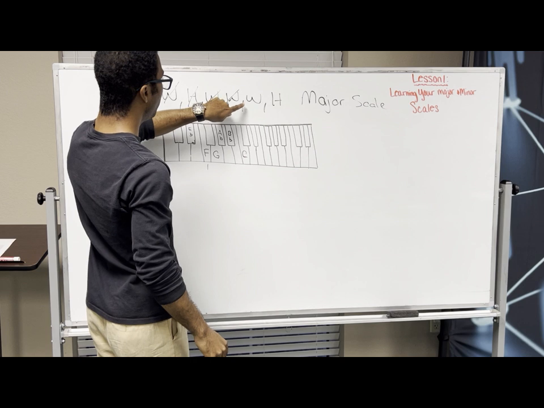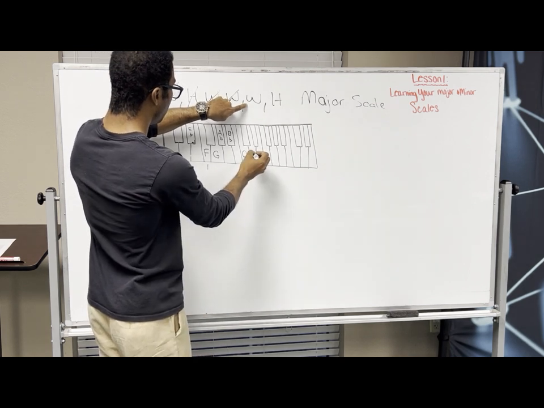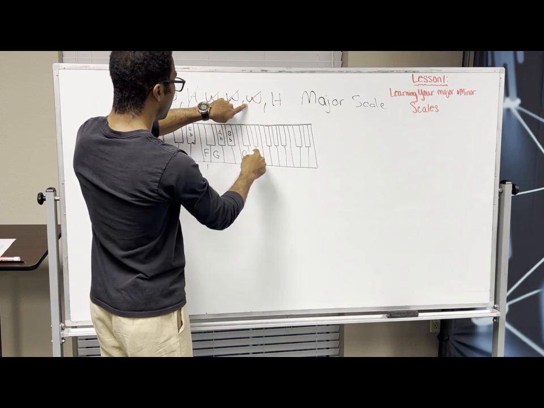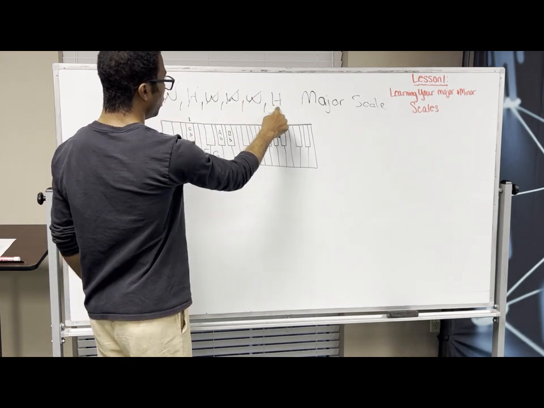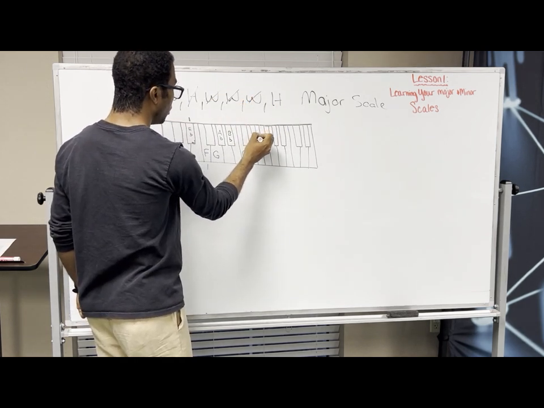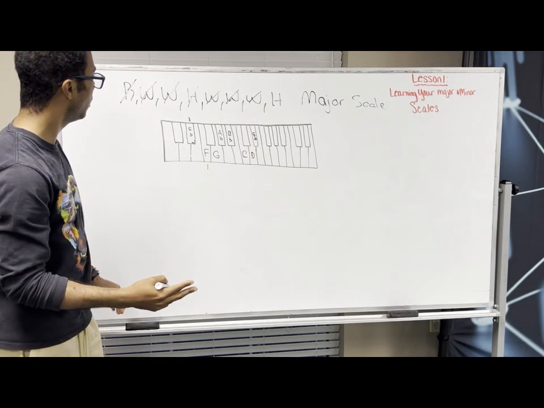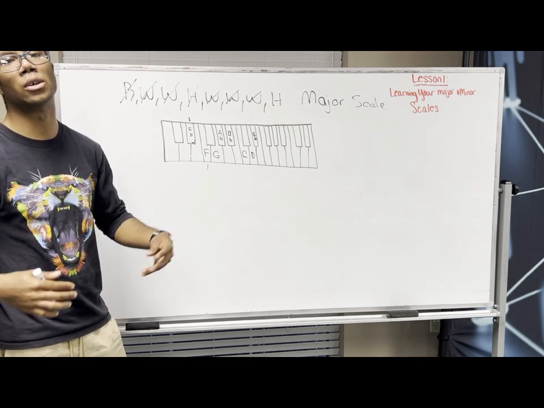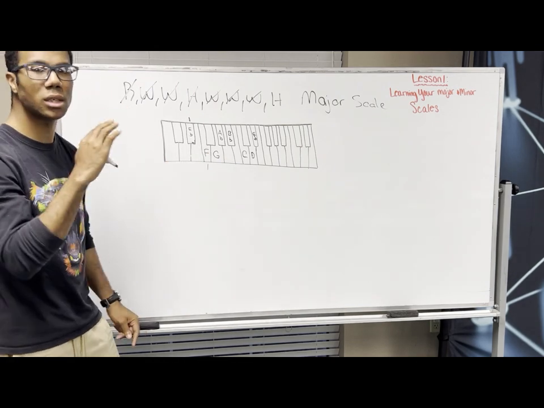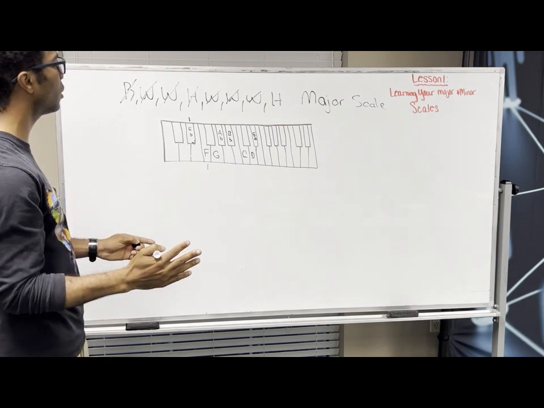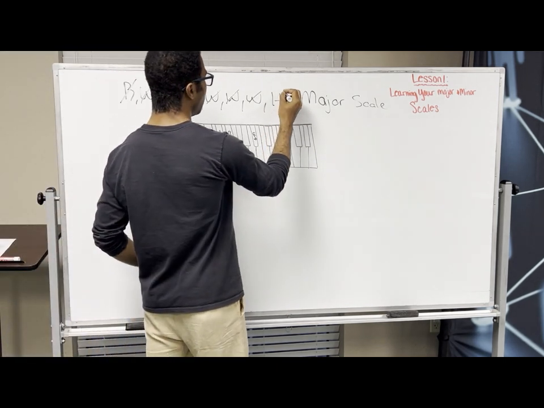Okay. We need another whole step, which will lead us to D, and then our half step, which will lead us back to the root, the tonic, E flat. And here we are, we have our major scale yet again. This works anywhere on the piano, regardless of where you start.